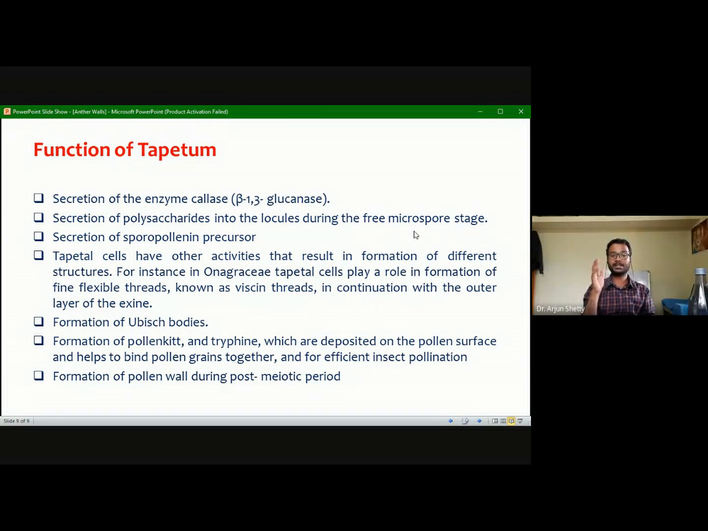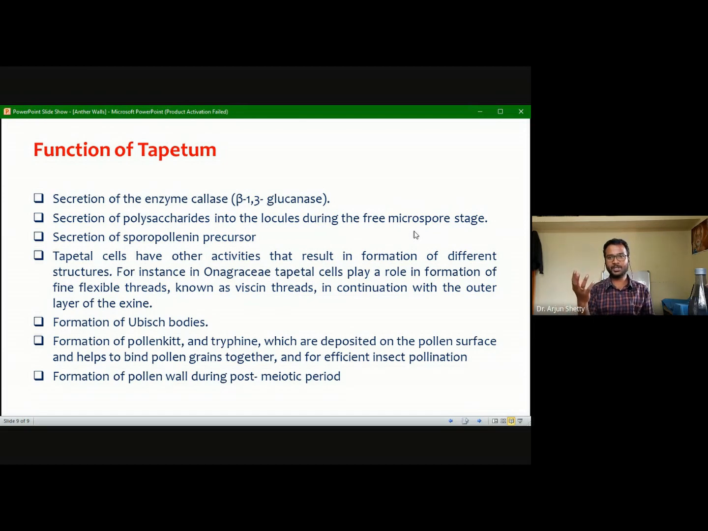Next, tapetal cells have other activities apart from these, and some individual plants have characteristic features of their different tapetal functions. In that, we have one example: Onagraceae, which is a family. In the members of the Onagraceae, the tapetal cells play a role in the formation of fine flexible threads, which we call viscin threads. And these viscin threads are thread-like projections which we see on the outer layer of the pollen, that is, on the exine.